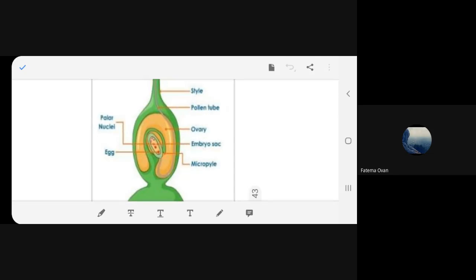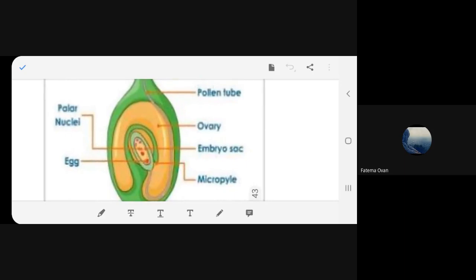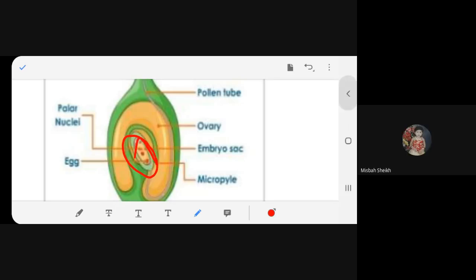I will not go into detail, but I'm just going to show you. Inside this, this is an embryo sac. We have the egg cell. So this pollen comes and fuses with this egg cell, and then from the zygote it forms the embryo. So it is all developing inside this. So it's a small baby. The baby is growing big in the embryo sac. I hope you have understood this much.